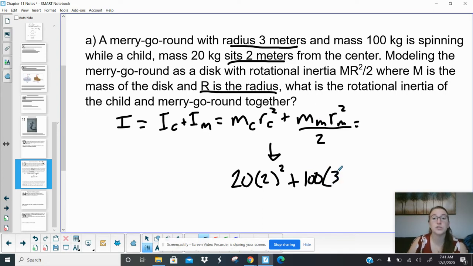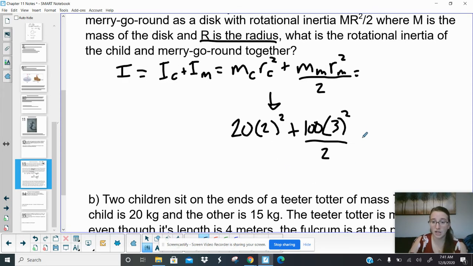The radius is 3 now. Once again, the difference is in the r's and what they mean. This is the distance from center. This is the actual radius. Divide by 2. And then we just got to plug this all in.